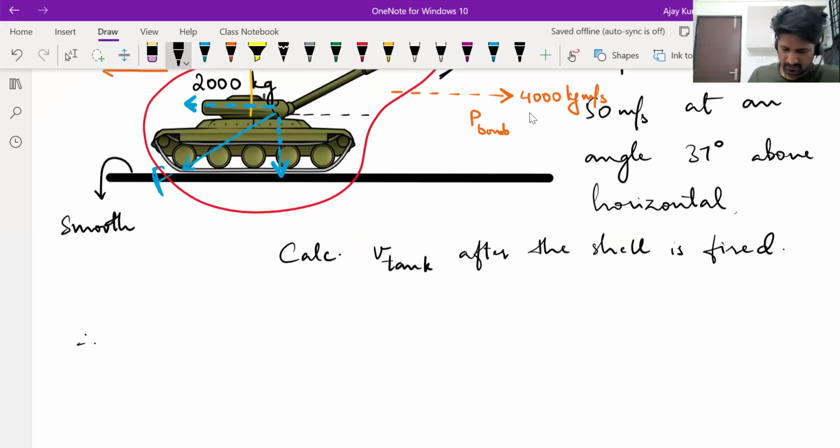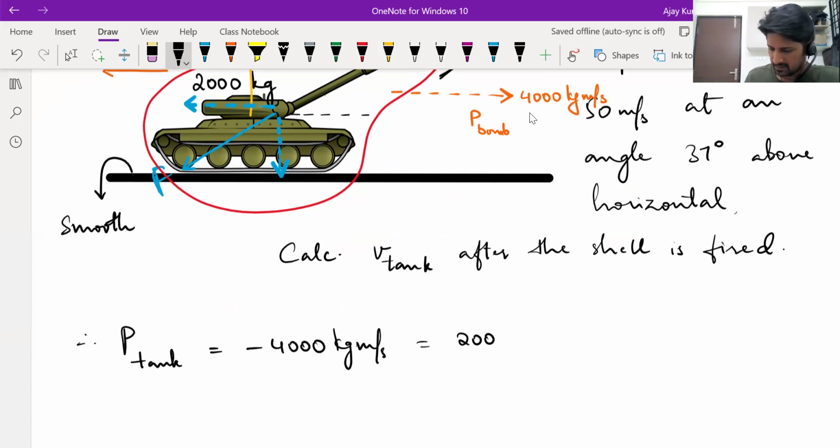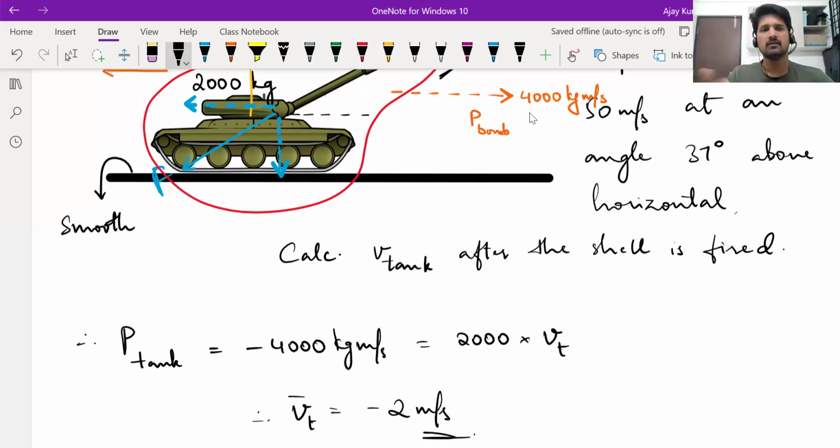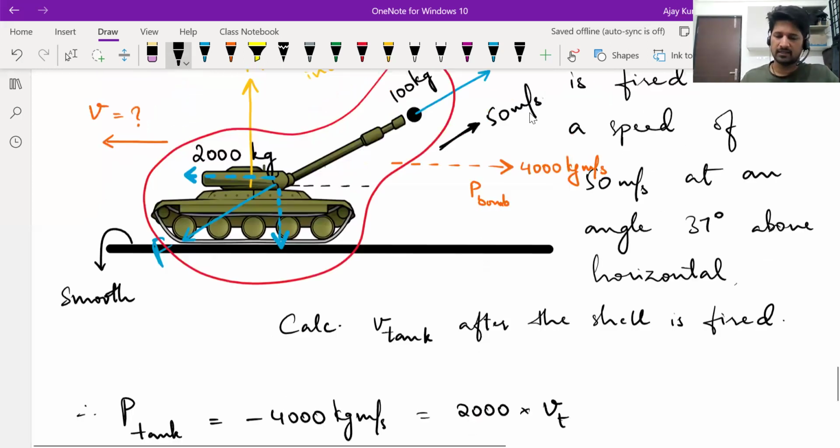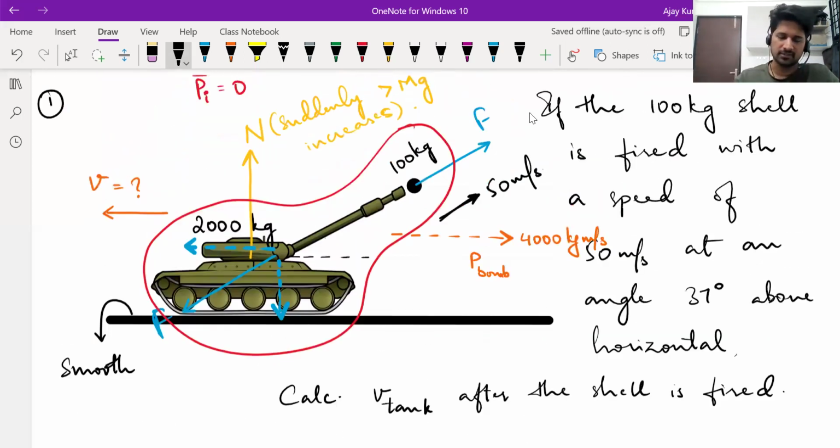Therefore, you can say that the momentum of the tank should be minus 4,000 kg meter per second, and you equate it to its mass multiplied with velocity. That's all. You get velocity of the tank as minus 2 meters per second. So the tank tends to move back with a velocity of 2 meters per second immediately after firing. Bomb is fired with 50 meters per second. Tank moves with a speed 2 meters per second. Usually friction will be there. It will easily bring the tank to rest. It won't move much distance.